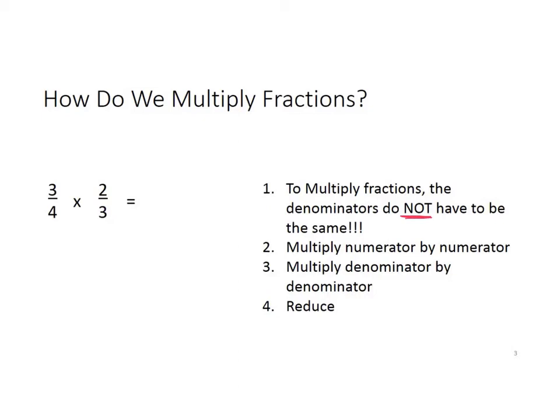So in our example, 3/4 times 2/3. Numerator times numerator, 3 times 2 is 6. Denominator times denominator, 4 times 3 is 12. So we got our 6/12. Step 4, we can reduce. In this case, you can divide both numerator and denominator by 6, and you would get 1/2. So in other words, back to our story problem, Paige is going to plant 1/2 of her garden with morning glories. Go ahead and write this down, and then continue on with the video.